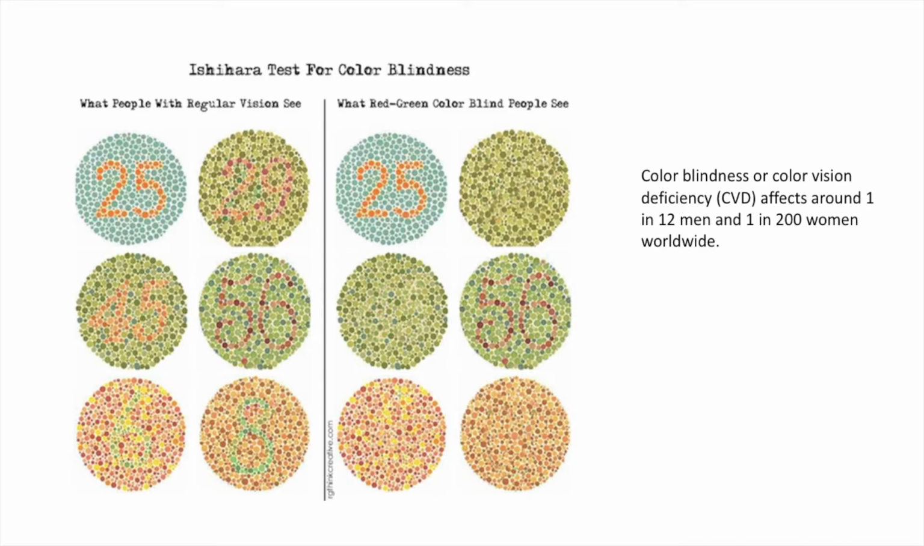Now, a little bit about equity. We have about 1 in 12 men and 1 in 200 women who are colorblind, and that's worldwide. And there's different kinds of color blindness. But it's important to think about this audience because 1 in 12 and 1 in 200 might seem like a small number, but statistically they're actually very high.